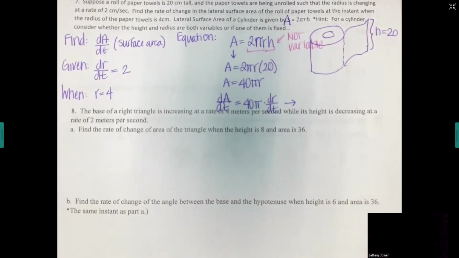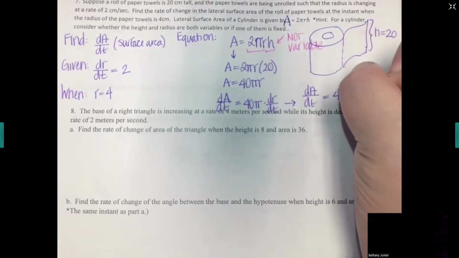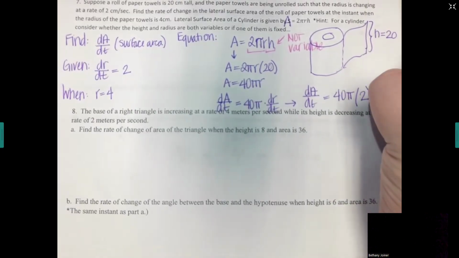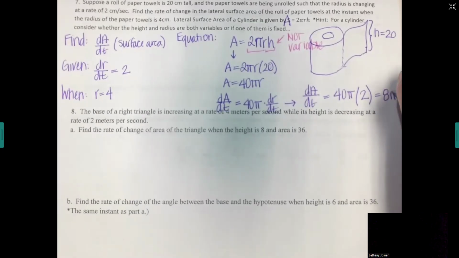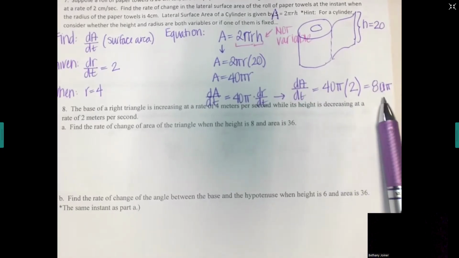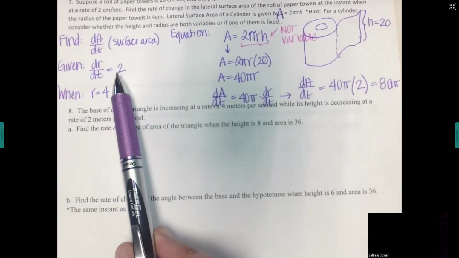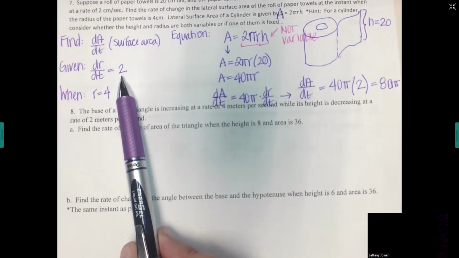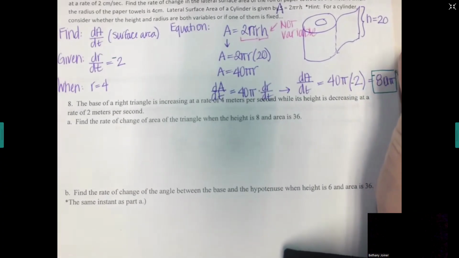Now let's plug our numbers in. We know that our dA/dt is going to be 40 pi times dr/dt. But what's my dr/dt? 2. Then 2 times 40 pi would be what? 80 pi. Now, unfortunately, this really doesn't make sense. So let's think about this for a second. As I pull the paper towels off, this says my area is growing at 80 pi square centimeters per second. Does that make sense that it's growing? So what should we have put on our 2 here? A negative, because what's happening to the radius as I peel the paper towels away? Shrinking. So it really should be a -2 here, which means minus 80 pi would have been correct.